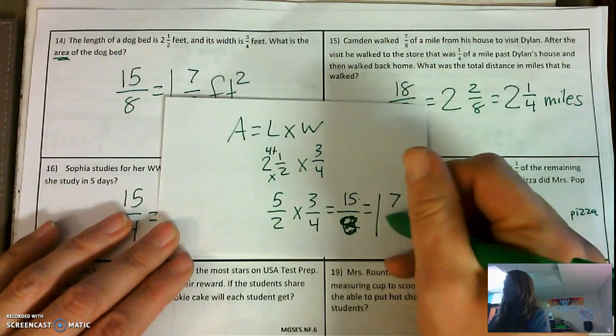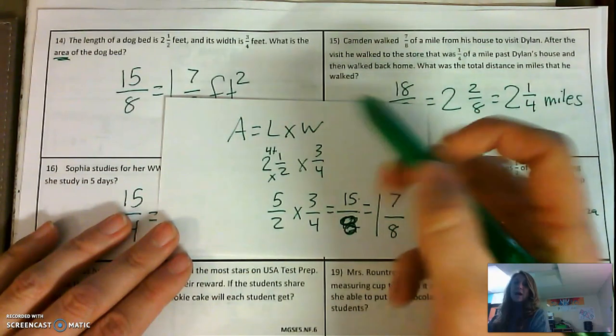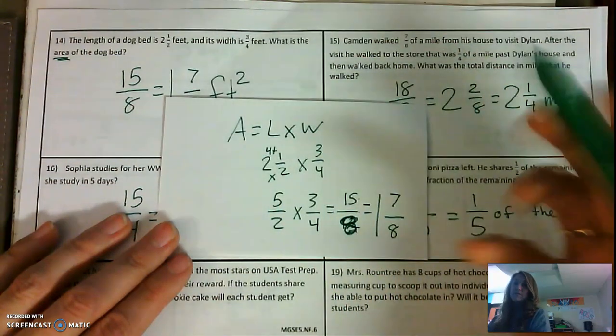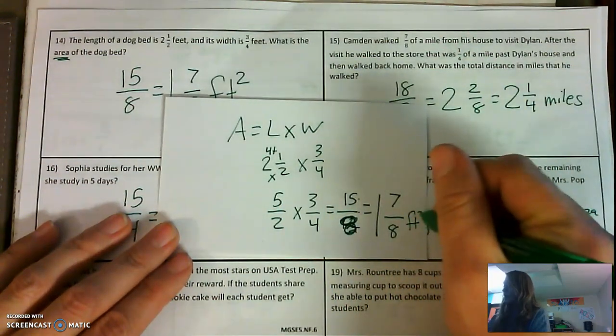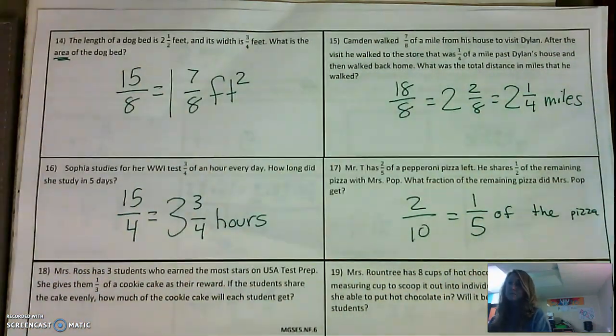I have 7 left over out of a total of 8. 1 7/8. I go back to the problem. I'm talking area in feet, so my label would be feet squared. Let's look at number 15.